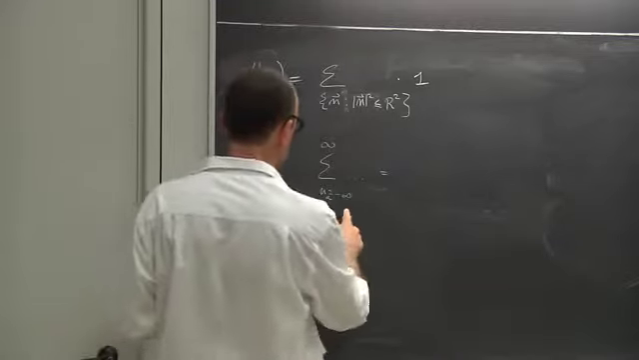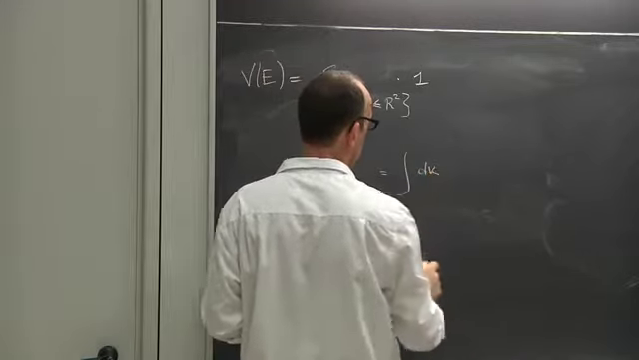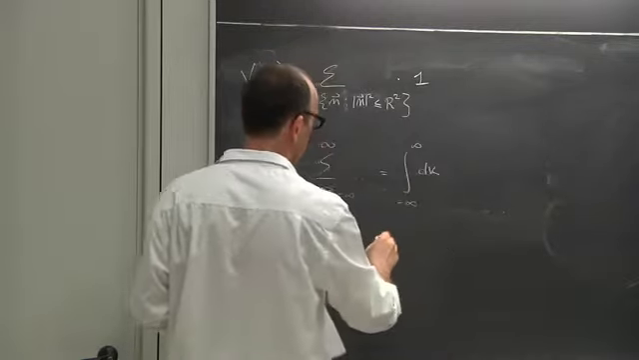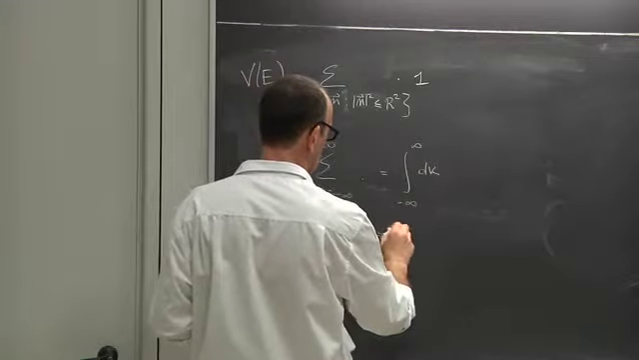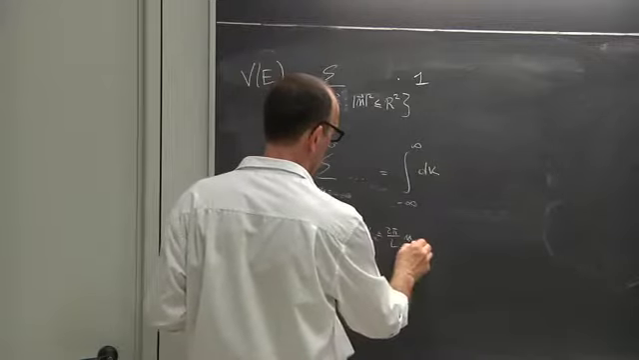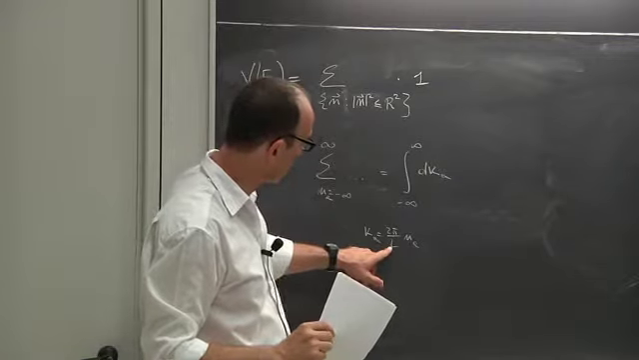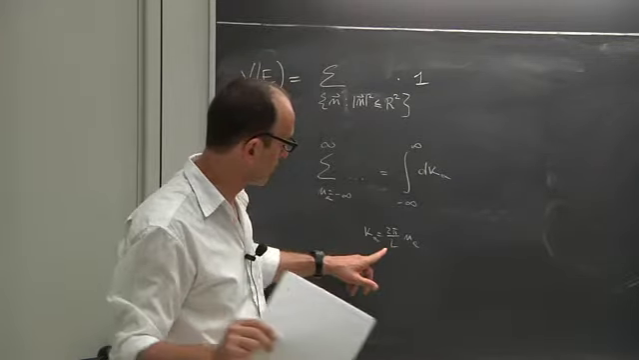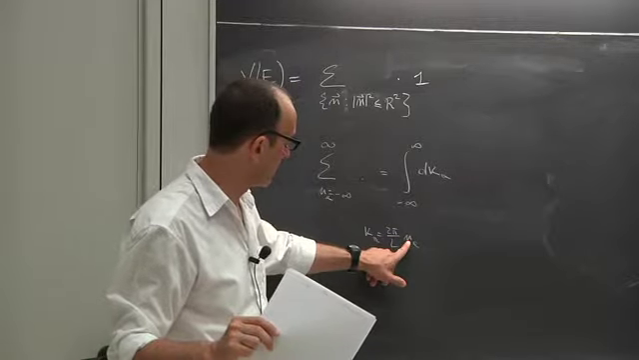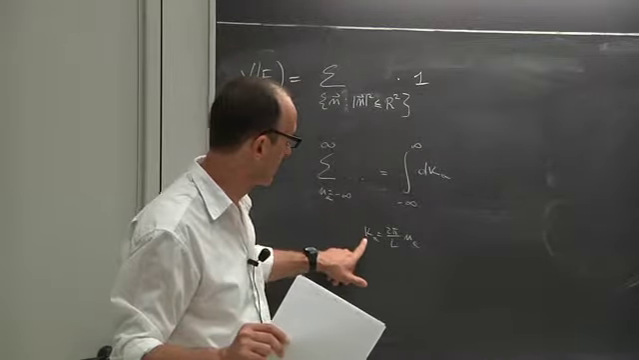Okay, and the way I want to do this is to change this into an integral over k, from minus infinity to infinity. And since k is 2 pi over L times n, you see, since L, the size of the box, is macroscopic, is very large, when n changes, this is essentially a continuous variable, okay?